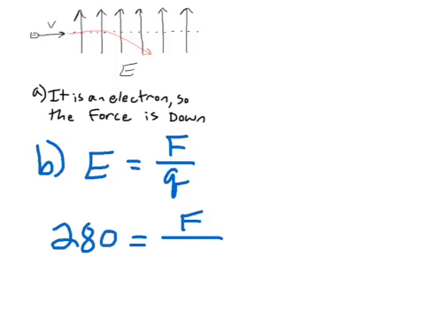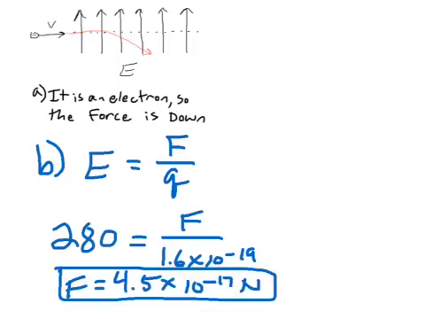Okay, so where do we get q? Take a minute, pause the video, go get your equation and table of information, and there you will find the charge on a proton. What you should see is that the charge on a proton is 1.6 times 10 to the negative 19 coulombs. Now also look at the charge on an electron. You're going to see that the charge on an electron is also 1.6 times 10 to the negative 19, but it is negative. And we go through this and we find that the force on this electron is 4.5 times 10 to the negative 17 newtons.